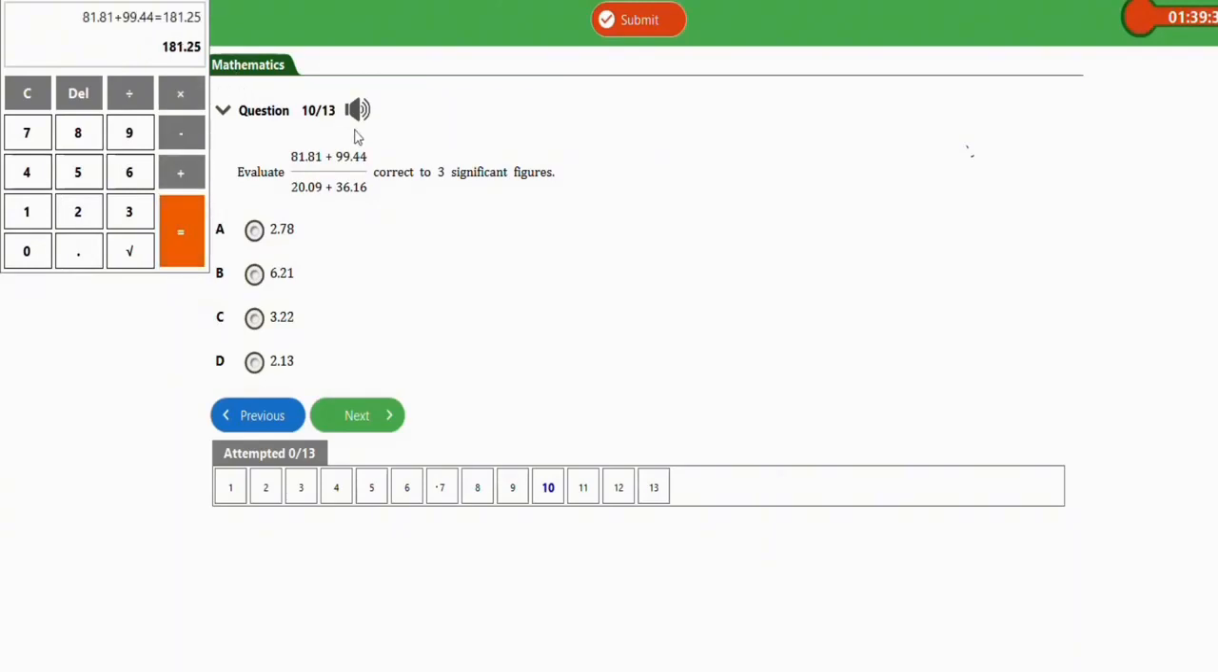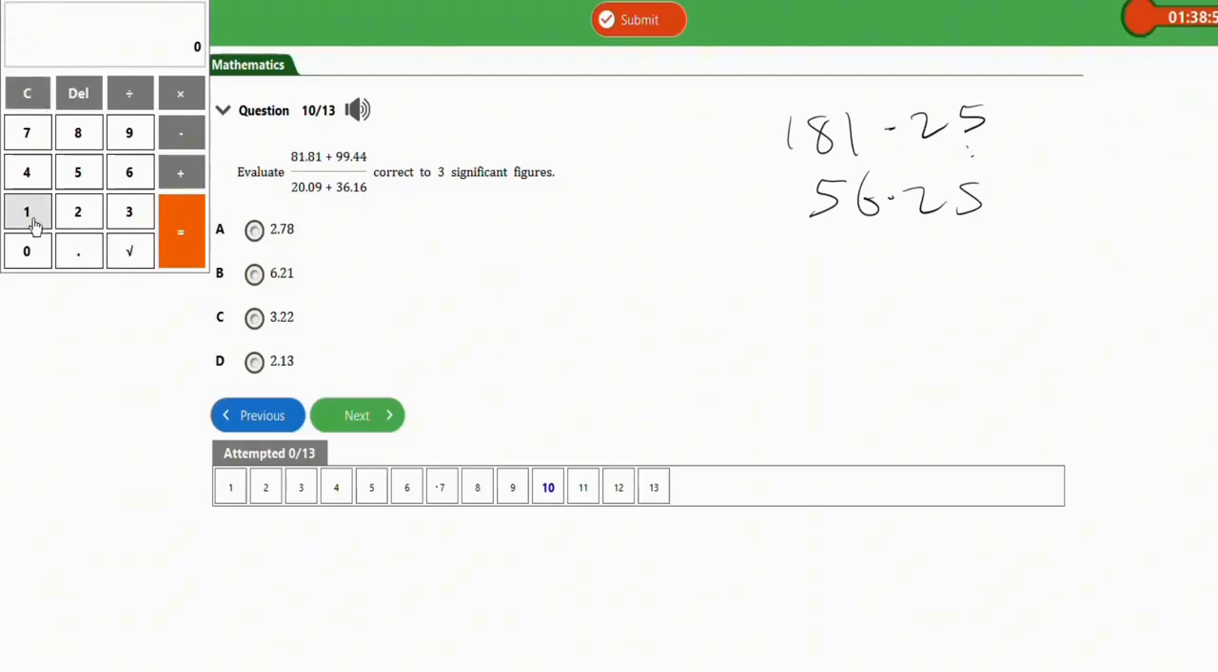So this is the output. We have it to be 181.25. So let's take what we have as the denominator. So it's going to be 20.09 plus 36.16. So we have it to be 56.25. So at this juncture you can put everything together.